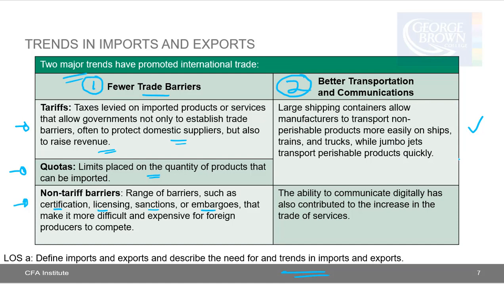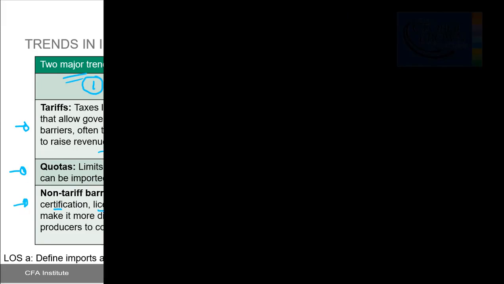And trains, trucks, and jumbo jets also transport perishable products more quickly. The second trend is with regards to communications. The ability to communicate digitally has also contributed to the increase in the trade of services.